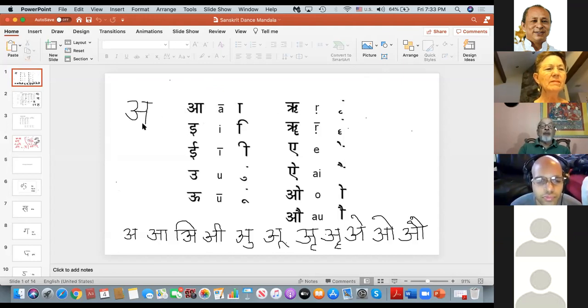This very first vowel, O, is missing here, because this O and the A are the same. So this is a chart of all the vowels, but O is missing. This is O, almost like A.